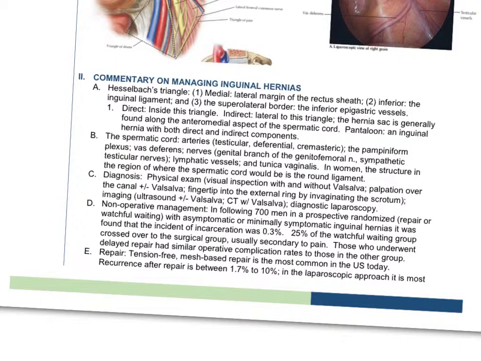There have been prospective randomized trials to look into this question, and one in particular evaluated 700 men in a prospective and randomized fashion, and these men had asymptomatic or minimally symptomatic inguinal hernias at the beginning of the study, and they were followed for 2 years. At 2 years, the rate of incarceration was approximately 0.3%. There was a pretty significant crossover rate, and this crossover rate was usually secondary to pain.